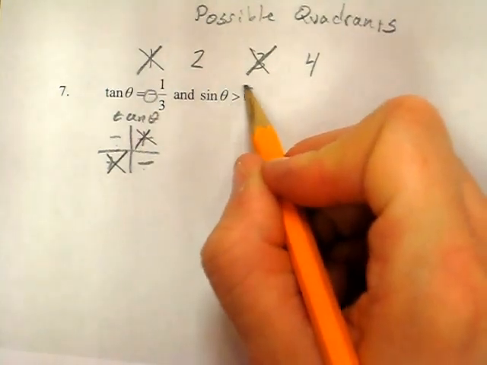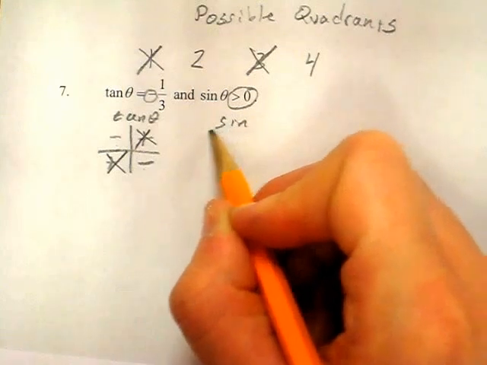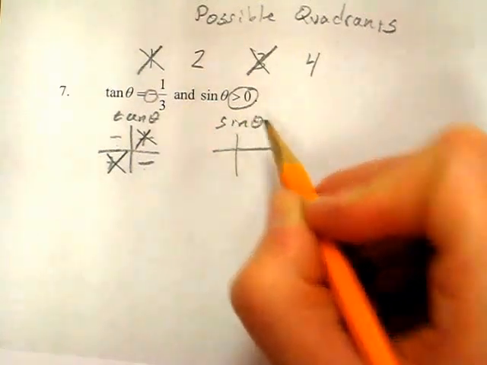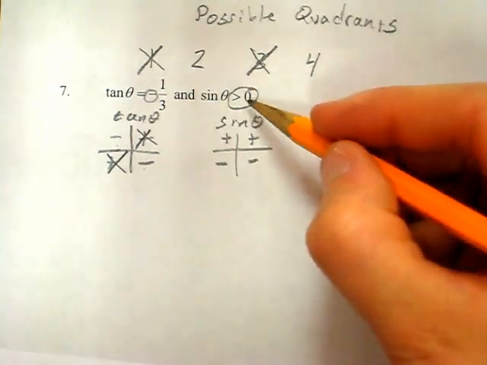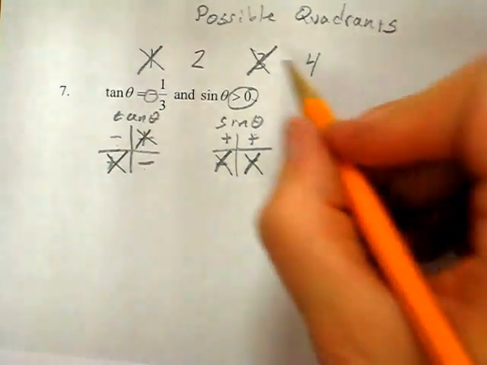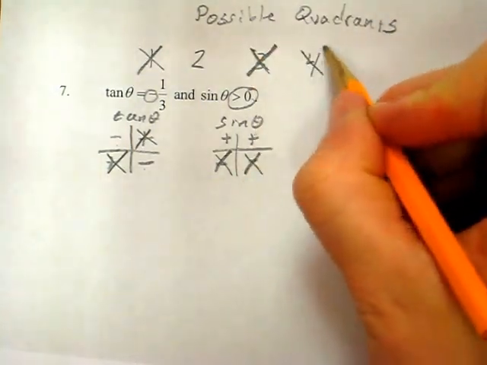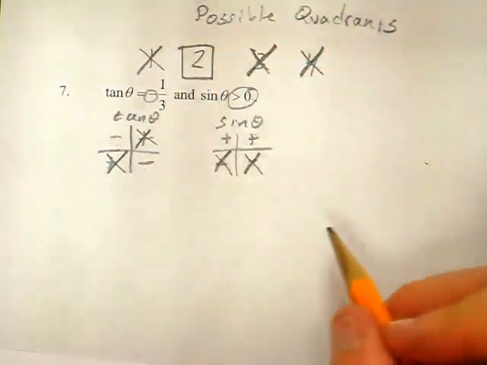Here it says sine is greater than 0. So if sine of theta is greater than 0, we know that sine is positive in quadrants 1 and 2. So if sine has to be positive, we know that we can't be in quadrants 3 or 4. So I'm going to cross off 3 and 4. There's only one remaining quadrant, and that's quadrant 2.